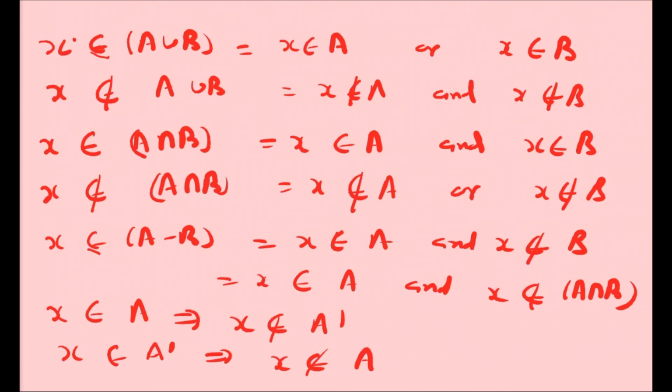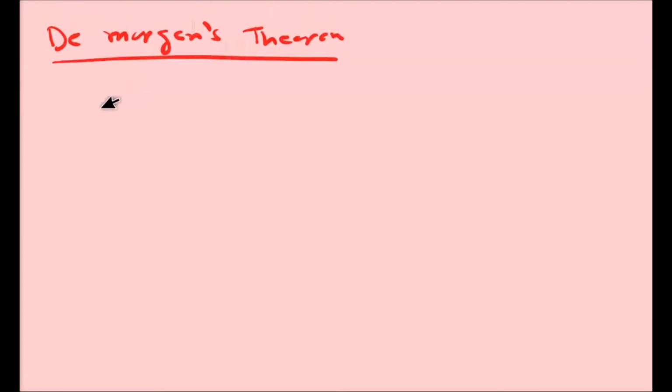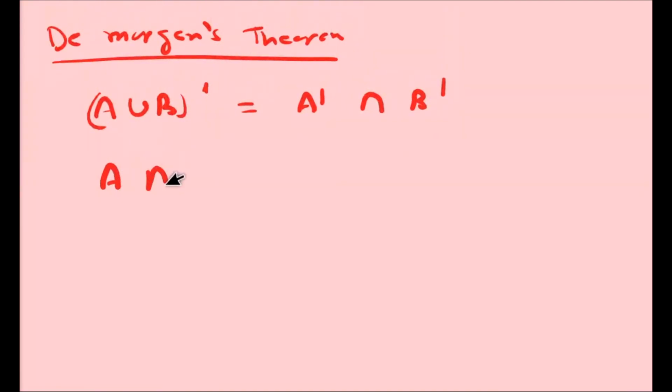Now we can prove some De Morgan theorem. I will write the letters only. A union B dash equals A dash intersection B dash. Similarly, A intersection B dash equals A dash union B dash. This is a very useful theorem. If you use this in probability and other times, then you can find this out. You can use this type of theorem.